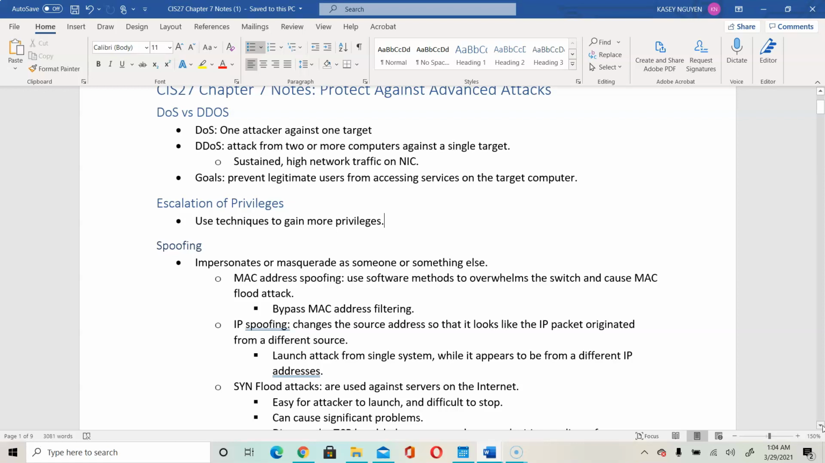IP spoofing is when they change the source address so it looks like the packet originated from a different source, so it can't be tracked back to their system. And they would launch an attack from a single system, and it would appear as if it were from a different computer or a different system, or using a different address.